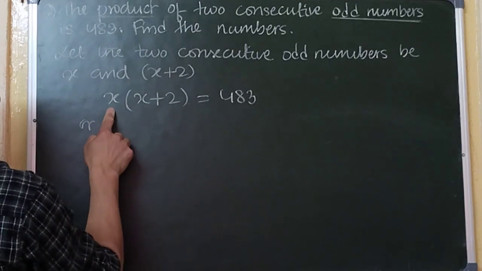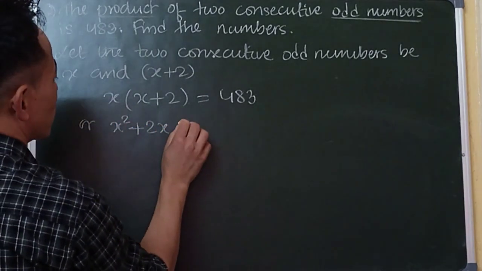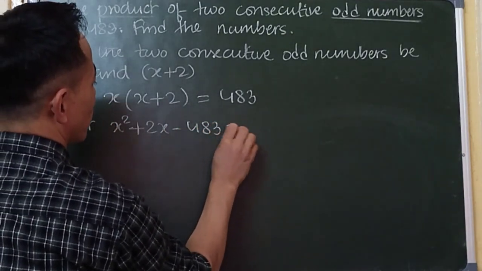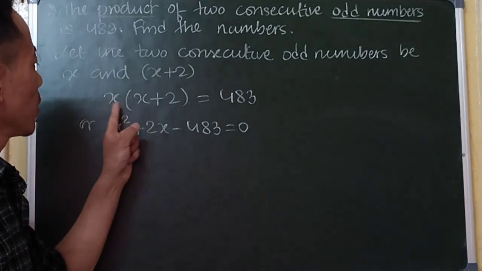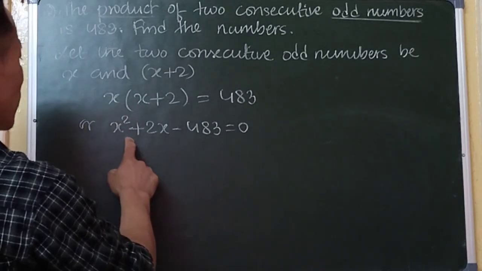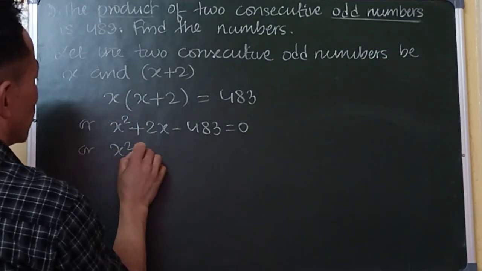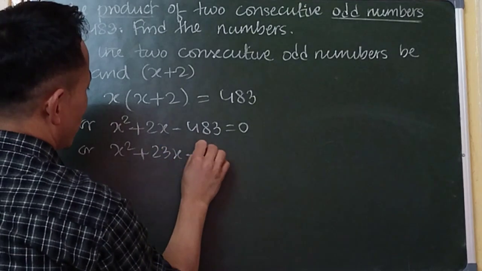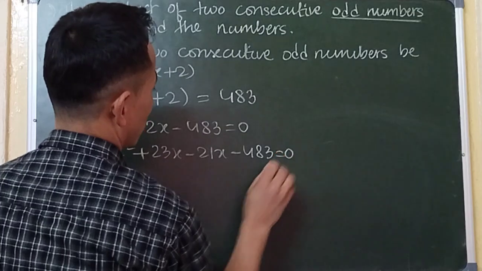So what you will do, open the bracket with x. So this becomes x square plus 2x. If you bring this to the left hand side, it becomes minus 483 is equals to 0. So this is very simple question. The only thing you have to understand is two consecutive odd numbers. Alright. Now let's solve for x here. So here the two numbers will be 23x minus 21x minus 483 is equals to 0.